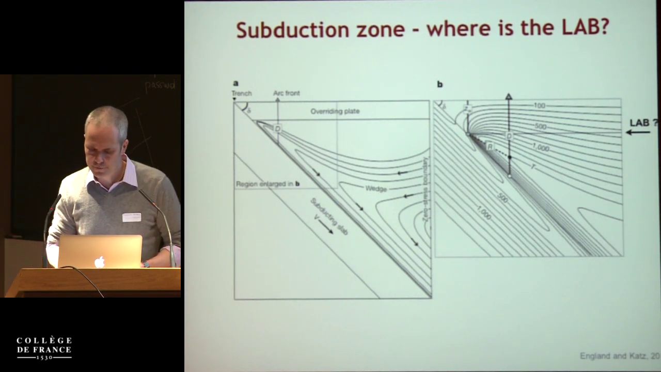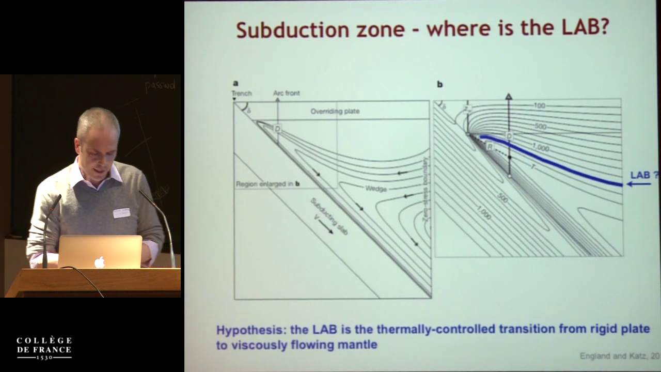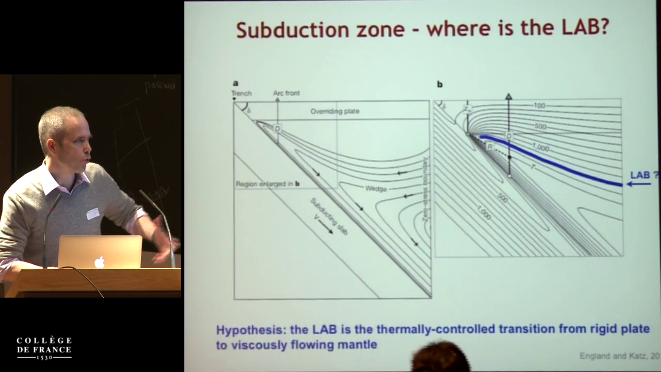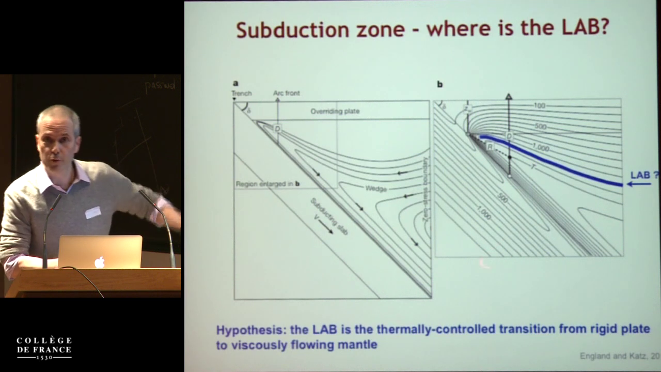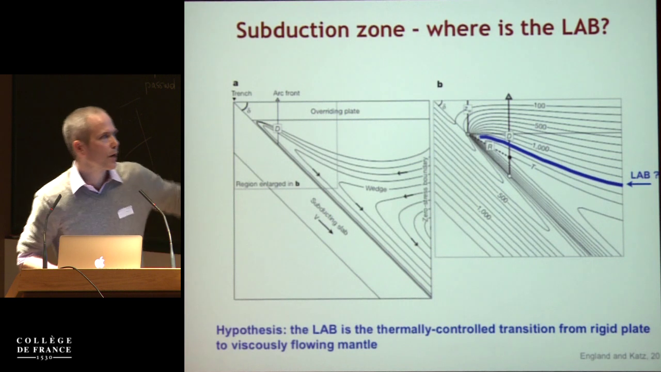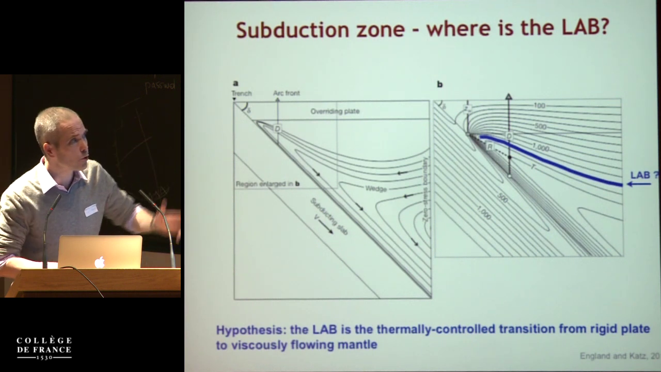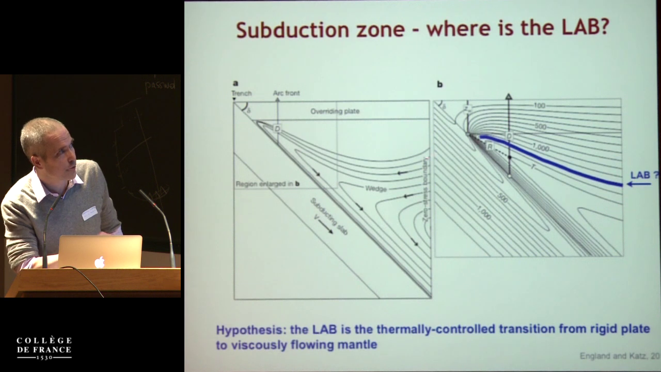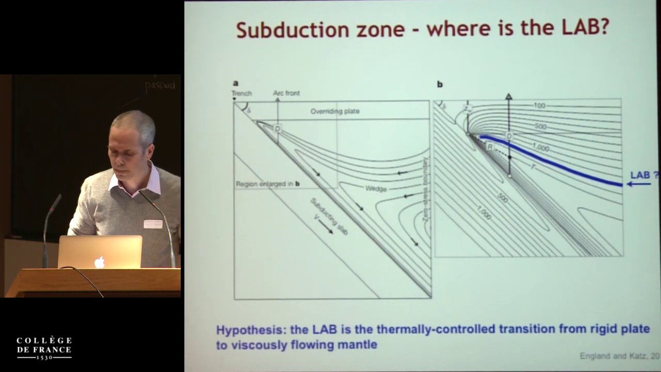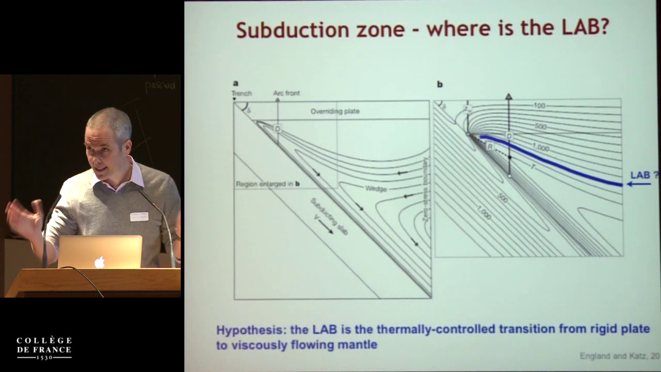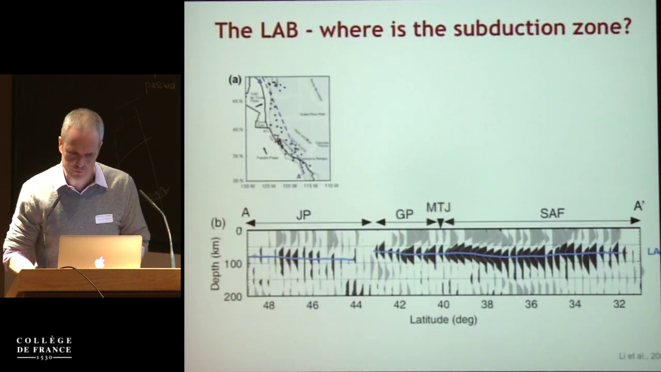If we follow some of the hypotheses that have been discussed until now and that you can see in the literature about what the LAB is, we can just pick one and say the LAB is a thermally controlled transition from rigid plate to viscous flowing mantle. In which case, you can basically take one of the isotherms in these models and say, well, this is where the LAB would be. Here I picked the 1200, but a lot of people who argue this would say maybe it's 1300 or a little bit more, 1350. But then instead of having an LAB that's perfectly flat there, you would have an LAB that looks more something like this as you're approaching the trench. So these are three cartoons that show subduction zones but don't really show the LAB, or don't fully commit to it.